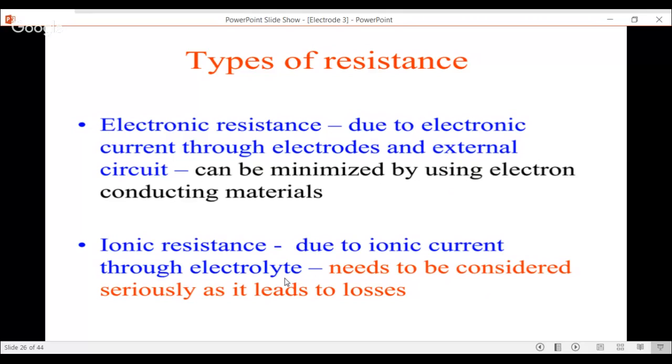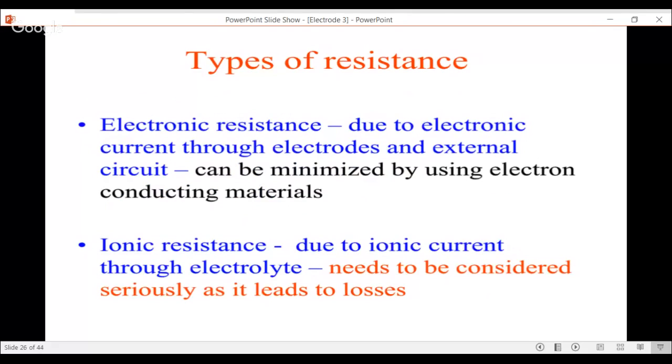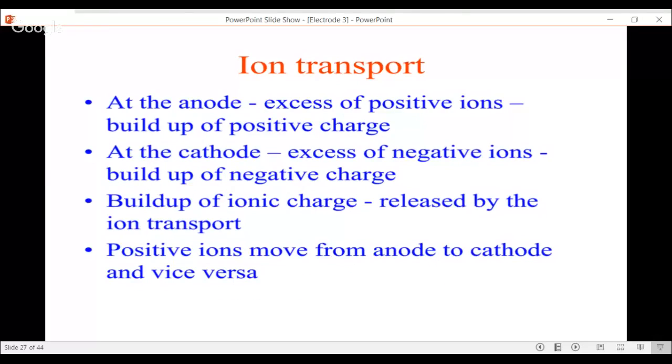That is why we said we will add a supporting electrolyte, so that the IR drop in the solution will be very small. At the anode, excess positive ions build up positive charge. At the cathode, excess negative ions build up negative charge. The built-up ionic charge is released by ion transport. Positive ions move from anode to cathode and vice versa. Okay, positive ions move from the anode to the cathode. Negative ions move from the cathode to the anode.